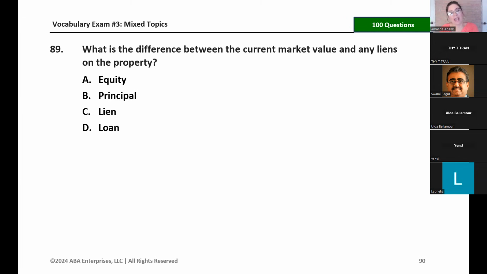What is 89? What is the difference between the current market value and any liens on the property? There we go. We got that, don't we? That's equity. That's equity. And guys, I didn't know that question was around the corner.